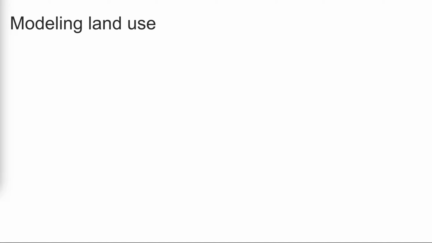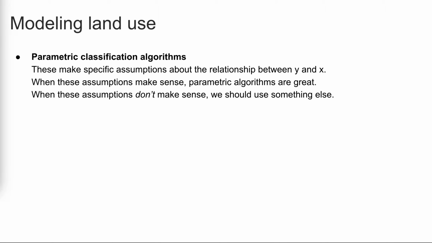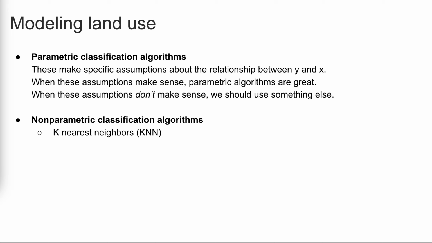As a theme in machine learning, to classify land use, we might first reach for a parametric algorithm. These algorithms make very specific assumptions about the relationships of interest. In general, when these assumptions make sense, parametric algorithms are great and very powerful. But when these assumptions don't make sense, we should use something else. In this video series, we'll consider two non-parametric classification alternatives, k-nearest neighbors and classification trees.